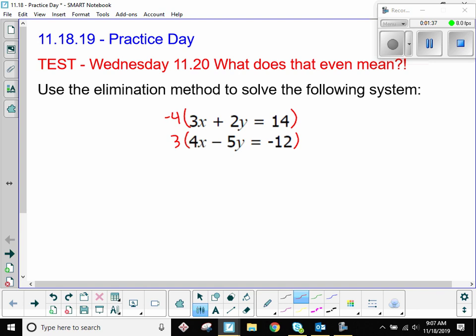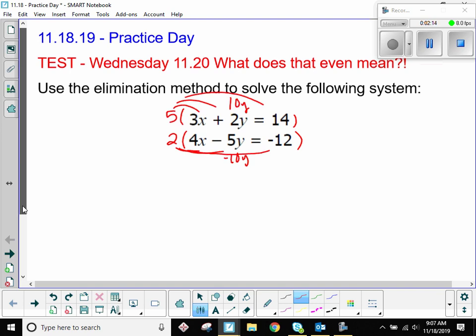But if you wanted to cancel the y's, you would need some different numbers. They already have opposite signs. So if you multiply the top by 5 and the bottom by 2, that would make this y a 10y and this one -10y. And then when you add up and down, they would cancel out. The thing is that you can't just multiply one piece by 5 or one piece by 2, because you ruin the equation. You have to do the whole thing. So really what we need to do is distribute this 5 into everything and this 2 into everything.